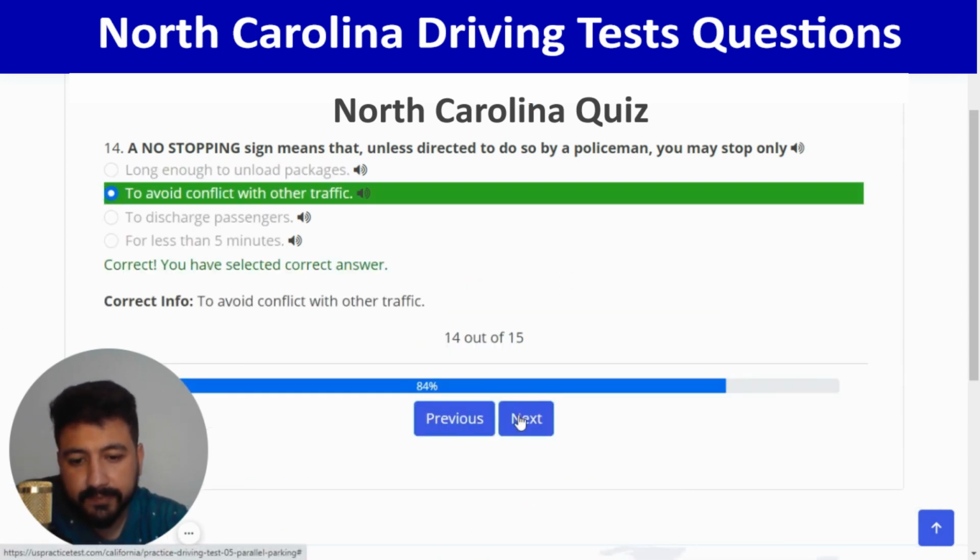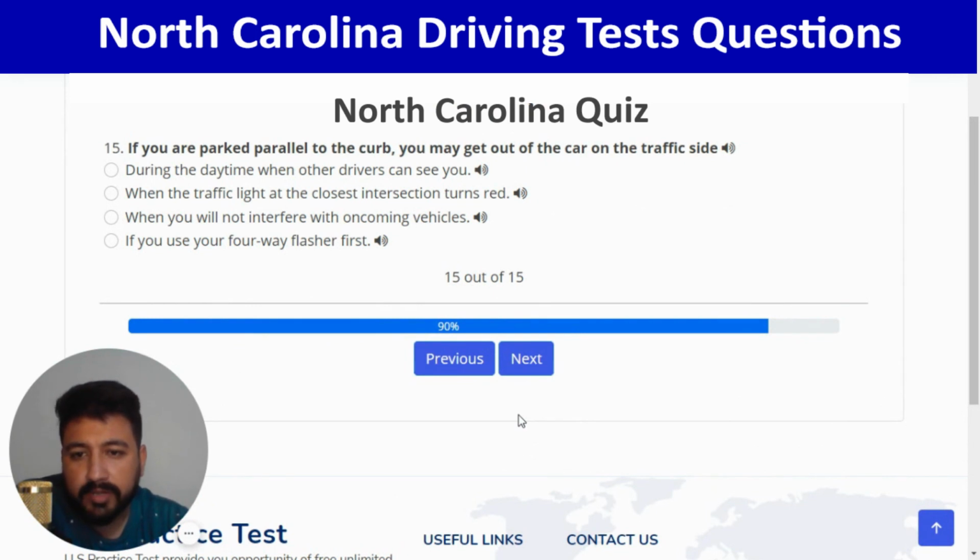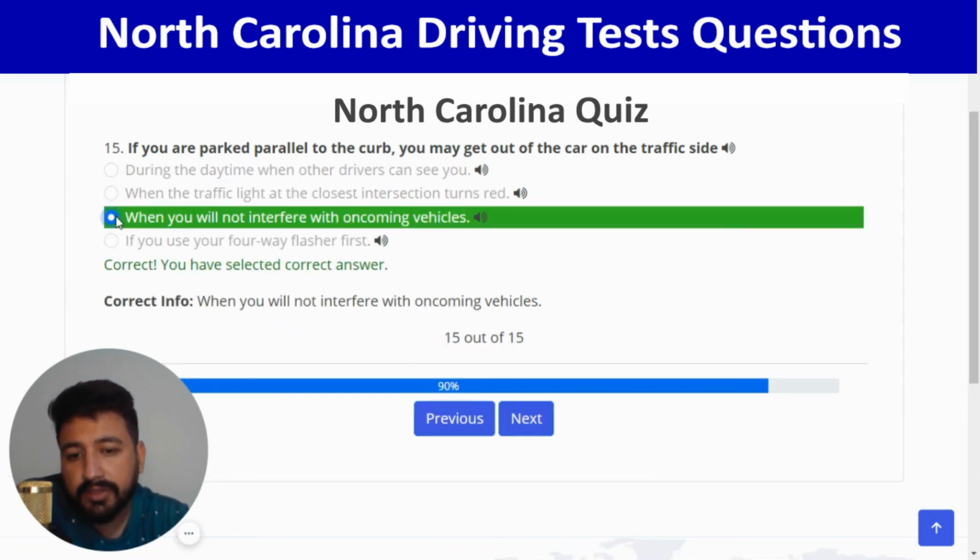Yeah, and next. Last question is if you are parked parallel to the curb, you may get out of the car on the traffic side. The right answer of the last question is when you will not interfere with oncoming vehicles. So I'm going to click on the third option. This is the correct one, and this is also the end of quiz number 5.